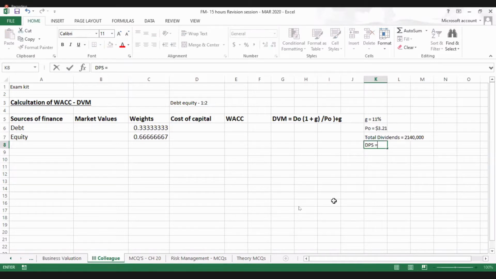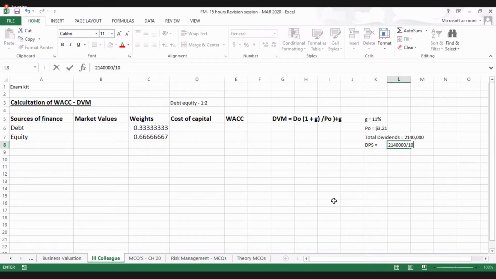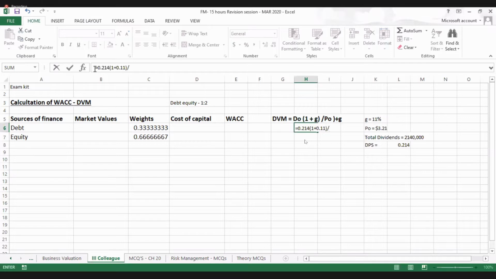What is dividend per share? Can I say 2,140,000 divided by 10 million shares? 10 million shares means 100 lakhs. So this is your dividend. So now apply your formula. Dividend is 0.214, now on a per share basis. Why? Because the share price is given on a per share basis. Into 1 plus g. g is 11%. Divided by your market share price, 3.21. The whole thing plus 0.11.